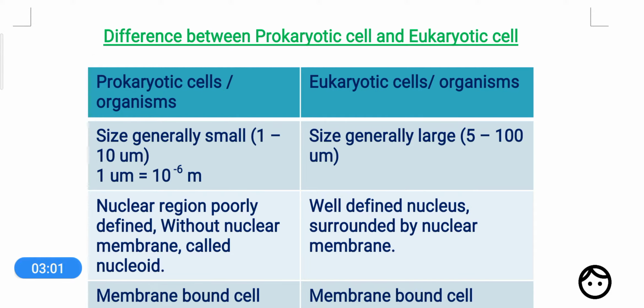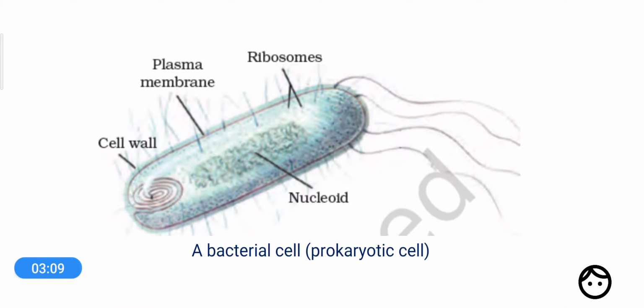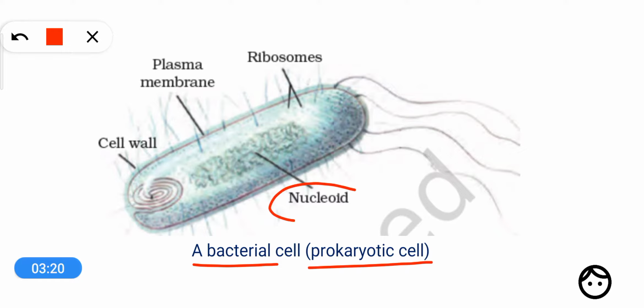Alright, in order to understand the basic difference between prokaryotic and eukaryotic cells, let's have a look at the bacterial cell first, and then we will have a look at the eukaryotic cell. So look at the bacterial cell, that is a prokaryotic cell. Here you see some structure known as nucleoid is present at the center. This nucleoid is actually the nucleus of the prokaryotic cell. Note that the nucleoid is not covered within any membrane. There is no membrane around the nucleoid.